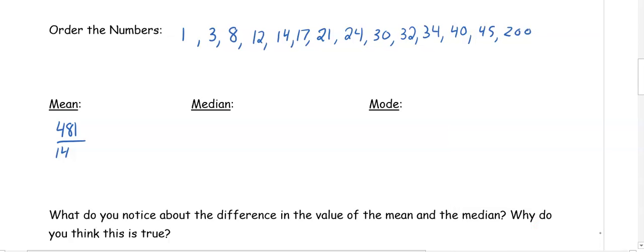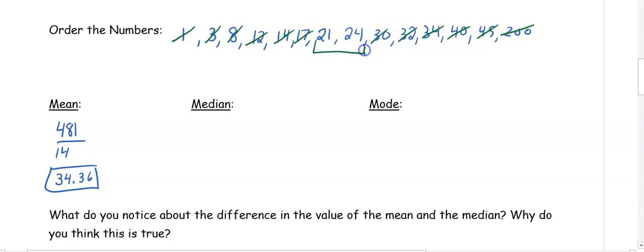And when we round, we get 34.36. To get our median, we're going to cross off from each side. So 1 and 200, 3 and 45, 8 and 40, 12 and 34, 14 and 32, 17 and 30. We are left with 2 numbers because it's an even set.